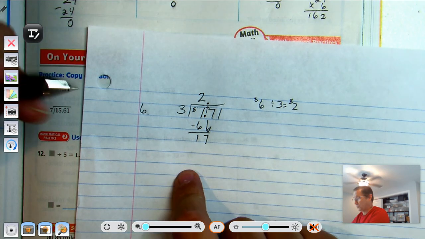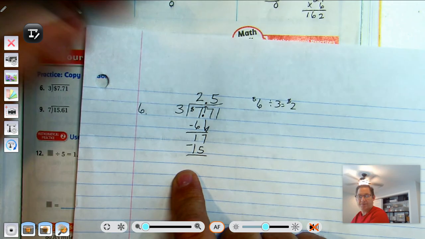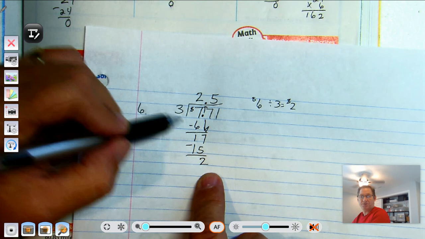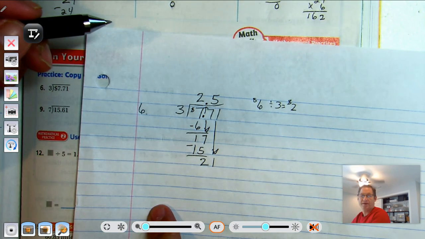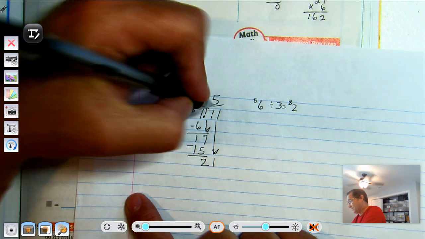3 times what is close to 17? 5. And 3 times 5 is 15. Subtract, we get 2 left. I can't share 2 with 3, so we're going to have to bring down the last digit in the hundredths place. 21 divided by 3. Well, that's a basic math fact, right? 3 times 7.